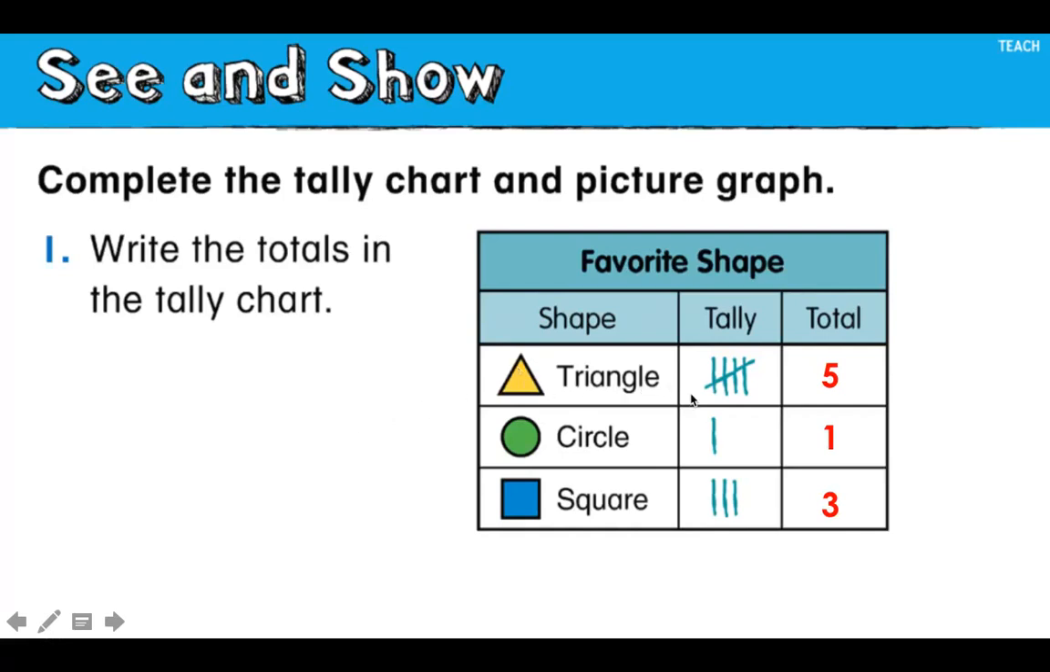So under triangle, I had 5 tally marks. That means a total of 5 people. For circle, I only see 1 tally mark. That means one person said circle is their favorite shape. And under square, I see 3 tally marks. That means a total of 3 people said square is their favorite shape. Now that we've filled in this tally chart, we are going to use it to make a picture graph that shows the same data.